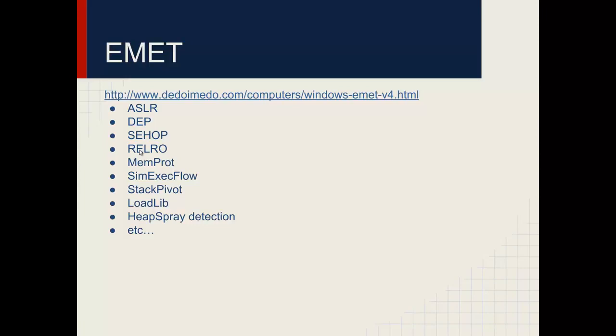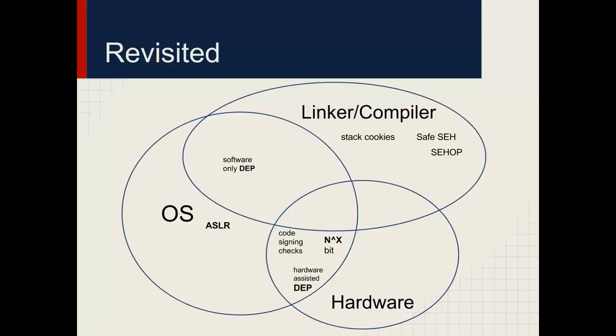RelRO basically involves reordering of segments and also the contents of the segments, which makes a lot of exploits very difficult to pull off. Then there are various other mitigations that make exploitation even harder: MemProtect, simulated execution flow, stack pivot, load library checks, heap spray detection, etc. EMET is something that is unparalleled on other operating systems, which I believe puts Windows ahead of the game as far as security goes. It's still the most attacked operating system in the world, as it seems, by malware authors.